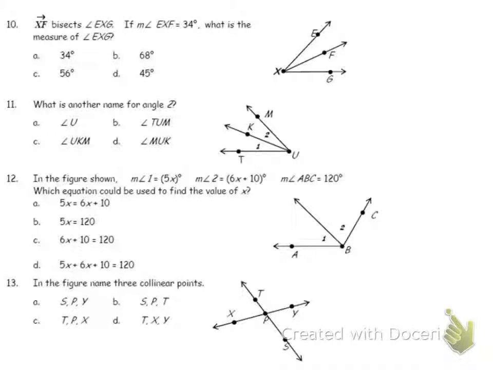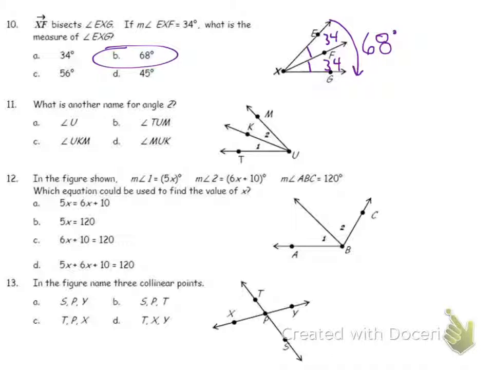Number 10, we have bisects again, another important word to pay attention to. EXF is 34. I need to find EXG. EXG is the whole thing. If it bisects, they're both 34. My total is 68 degrees.